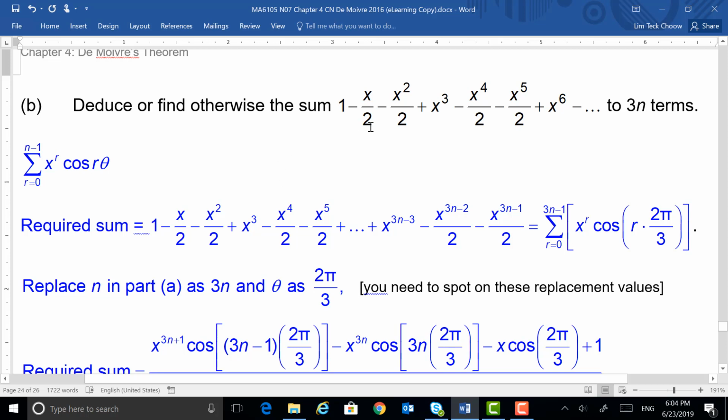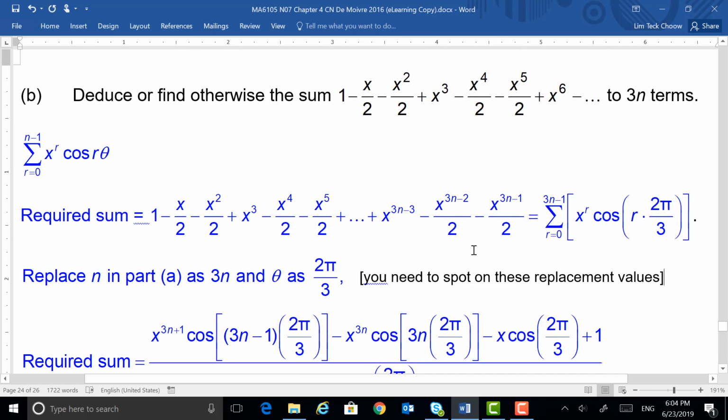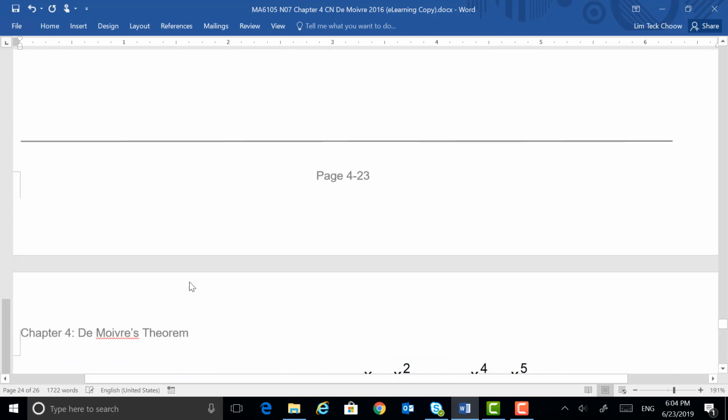So to be able to do part B, what I'm trying to tell you is you must be able to spot on these replacement values. If you cannot spot on these replacement values, then you find that part B is very, very hard. Next, having spotted the values for theta and also replacing n with 3n and now confirming that this intended series up to 3n terms is exactly like this, we are now ready to tidy up the expression from what we have proven earlier.